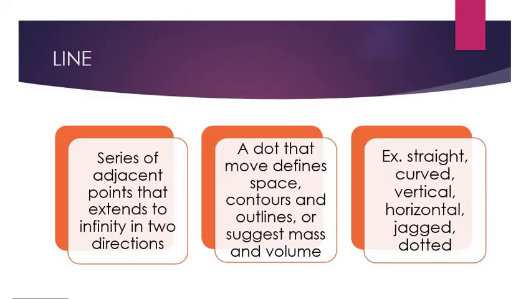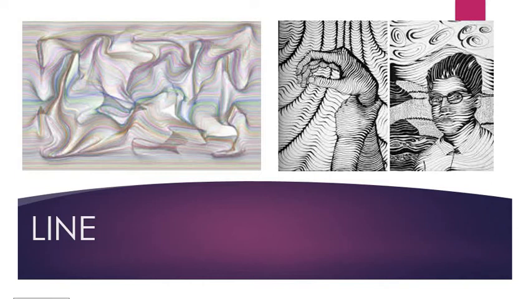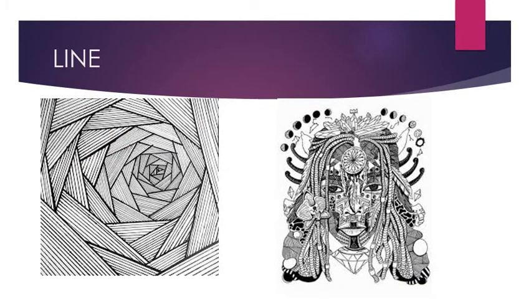Line. Line is a series of adjacent points that extends to infinity in 2 directions. A dot that moves defines space, contours, and outlines, or suggests mass and volume. Example: straight, curved, vertical, horizontal, jagged, and dotted line. Here are some examples of artworks that used lines. More examples.